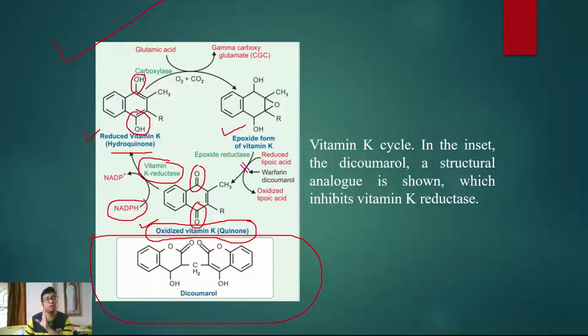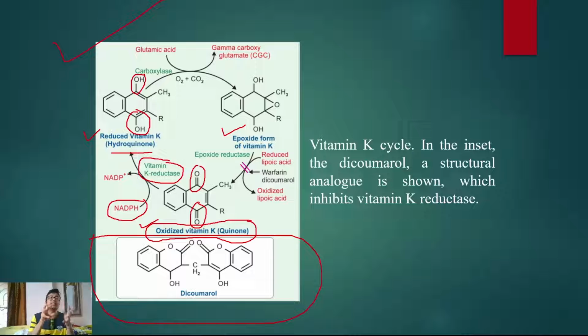Remember, you don't need to remember the structures, but you need to remember the reaction. So oxidized vitamin K is converted to reduced vitamin K with the help of the reductase enzyme. The reducing equivalent is NADPH. Okay, very important, and it is converted to NADP plus. In the next reaction, this reduced vitamin K is now the active form.